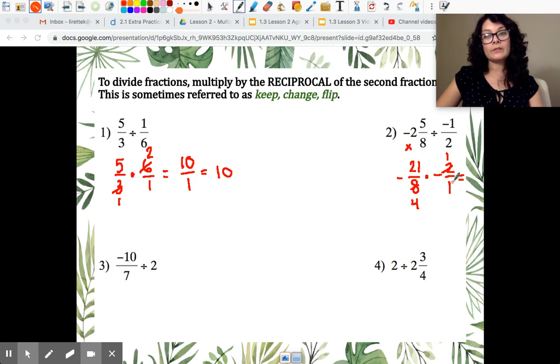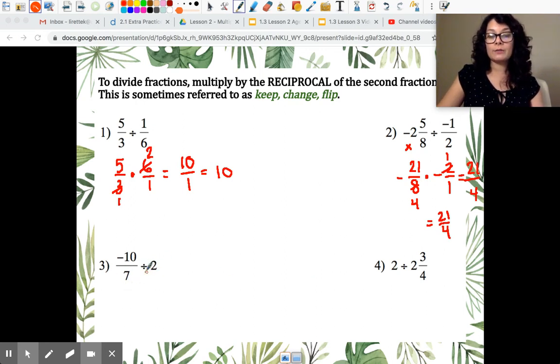Negative times negative gives me a positive. 21 times 1 gives me 21, and 4 times 1 gives me 4. I'll write it down here so you can clearly see it: 21/4. Again, your calculator will probably give you a mixed number, and that's totally okay.